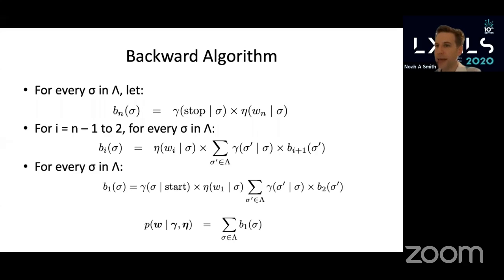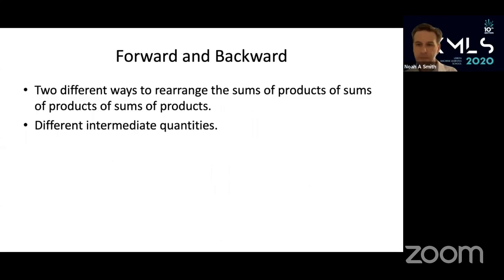And if you sum over the last column, corresponding to the first position in the sequence, of the backward probabilities over all states, then you get the same quantity. So this is two ways to get exactly the same quantity. One starts at the left and works to the right. The other starts at the right and works to the left. And they're really just two different ways of rearranging these sums of products of sums of products of sums of products. And in a more generic analysis of these algorithms, they're known as sum product algorithms, unsurprisingly.